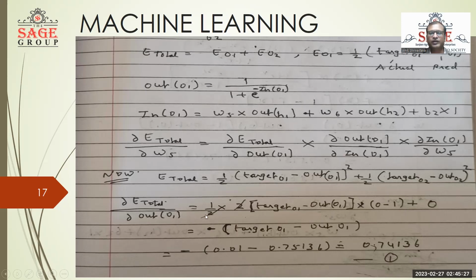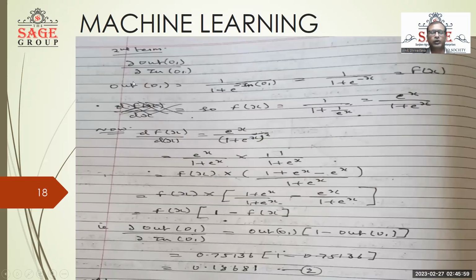So now I'm left with this 2 and 2 will be cancelled out. So I'm now left with target O1 minus out O1 into minus 1. Okay. So minus of target O1, as we have already seen in the example, my actual output was 0.01 and my predicted output was 0.75136. So this is my value which is coming 0.74136. And this is my first term, del E total upon del out O1.